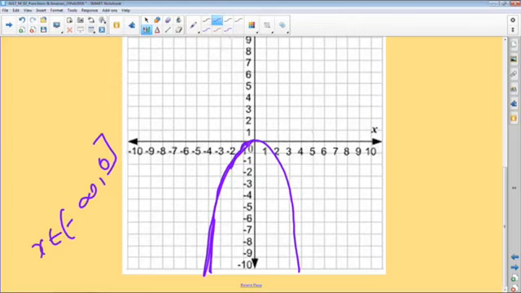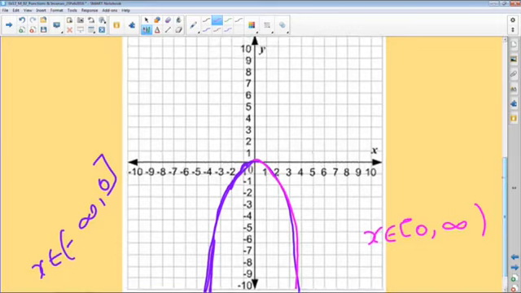Alternatively, you can restrict the domain and say, I just want to deal with this side of the graph. On that side, x would be an element from naught to positive infinity. In that case, again, your graph will have an inverse that will also be a function if you restrict the domain in that way.